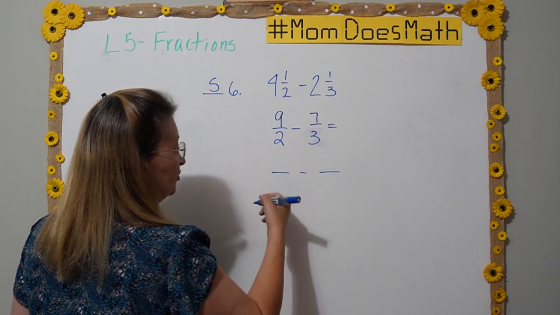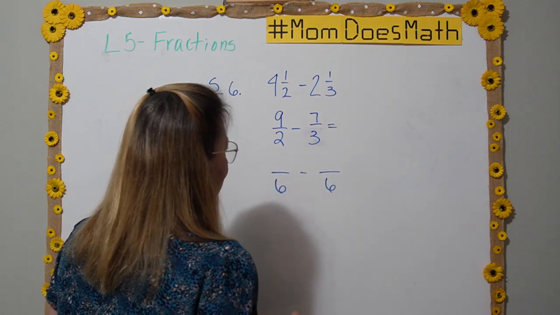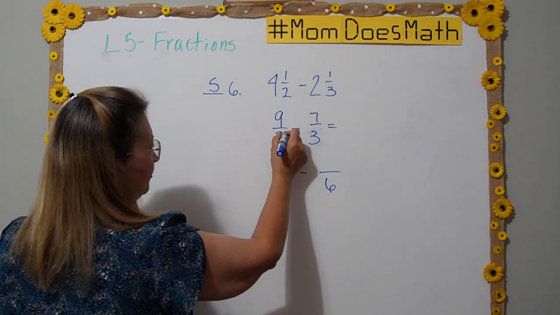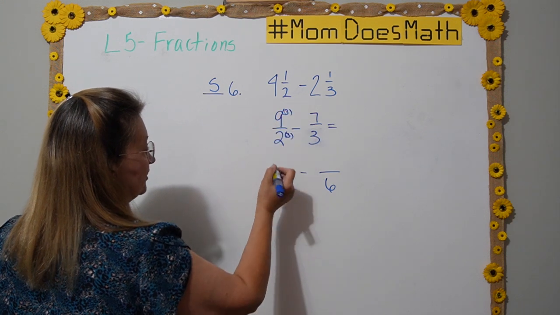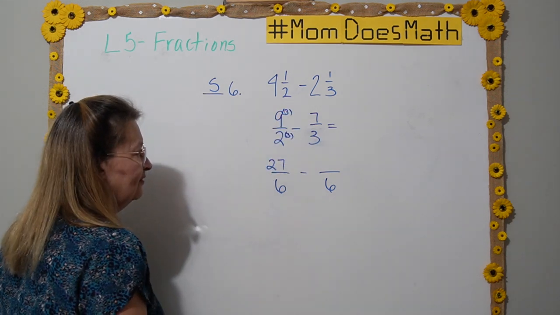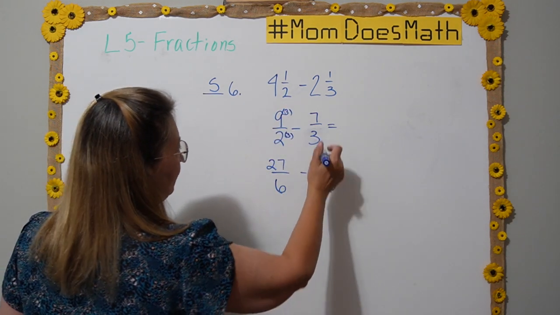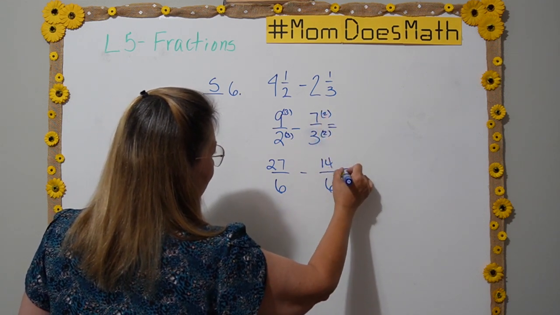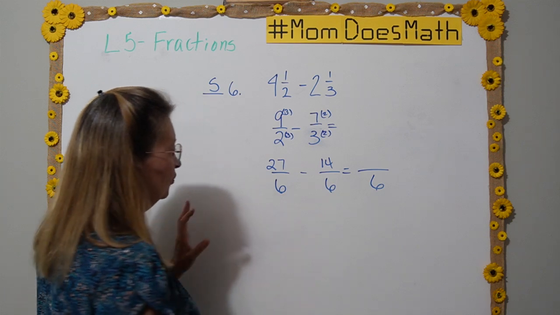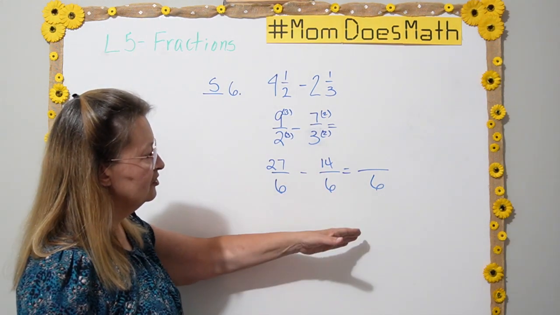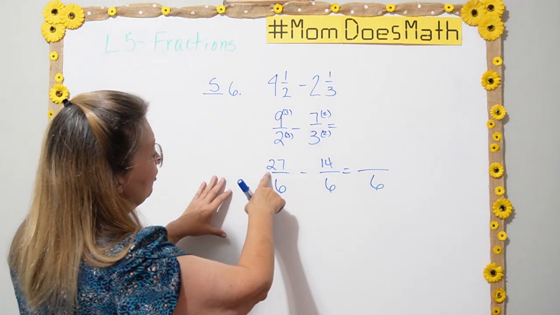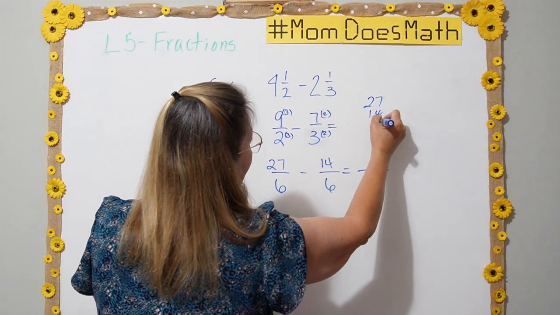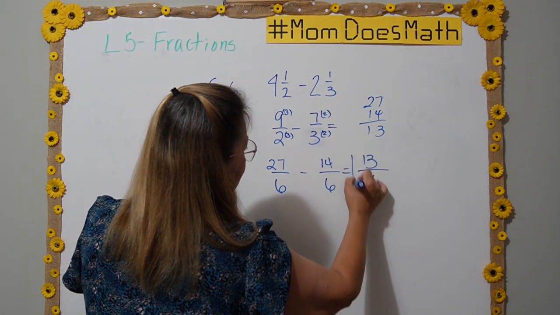What's going to be common between 2 and 3? Naturally 6. Okay? What did you multiply 2 by to get the 6? Well, you multiplied it by 3, so you got to multiply the top by 3, so that's 27. Now what did you multiply 3 by to get 6? Well, that was by 2, so you multiply that times 2, and that's 14. Now, remember, when you subtract, your denominator is not going to change. Your numerator, what's 27 minus 14? If you have to do it out, that's going to be 13 over 6.